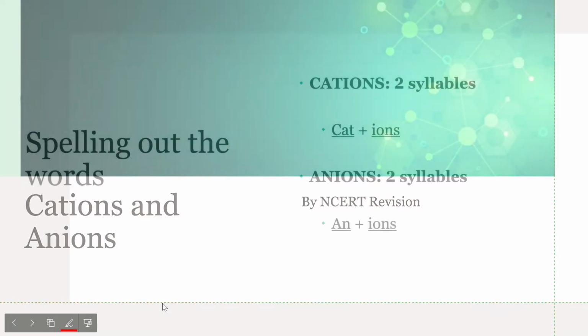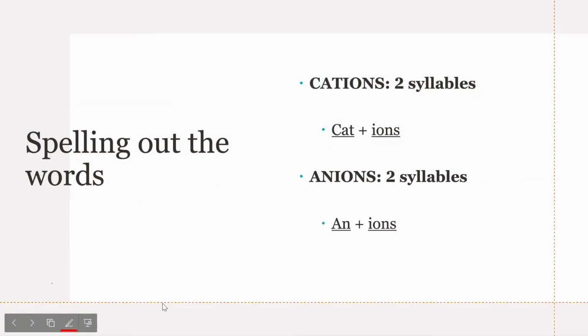So the first thing we want to do is to spell out the two words, cations and anions. We can see that cations have two syllables, right? And those two syllables are cat and ions. So these are the two words which make up cations. And in anions, we've got two syllables as well, an and ions. So anions and cations have something common in them, which is the ions. They both contain ions. So, in order to understand what cations and anions are, we first need to look at what ions are. So, what is an ion?